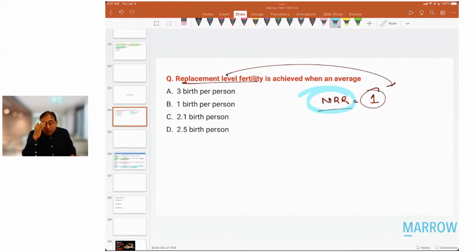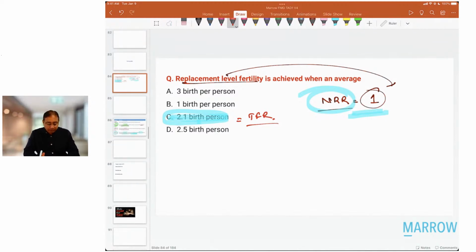So that is one daughter per couple होना चाहिए. अगर one daughter per couple है replacement level, so how many births होने चाहिए? It is 2.1 births. 2.1 births is what is the total fertility rate also, and that is what is the replacement level, that how many births should be there to have one daughter.